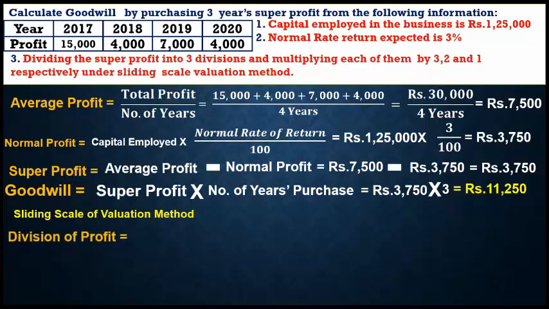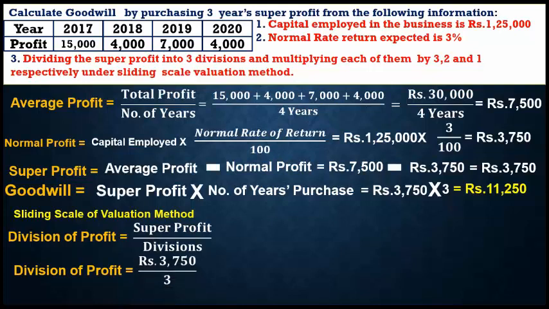Okay, now first you have to follow the first step. What is that? Division of profit. Division of profit is equal to super profit divided by divisions. What is the formula? Super profit divided by divisions. Okay, what is the super profit? I have just calculated, how much rupees? 3,750. And also given is the super profit into 3 divisions.